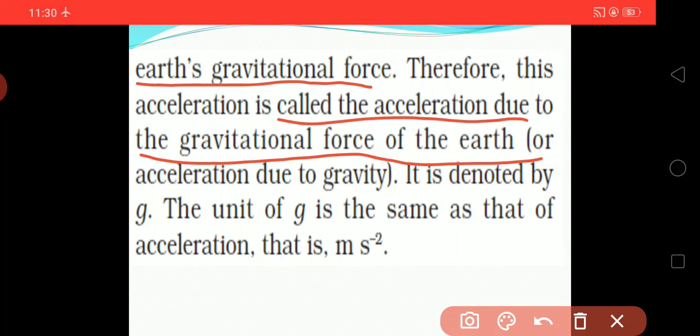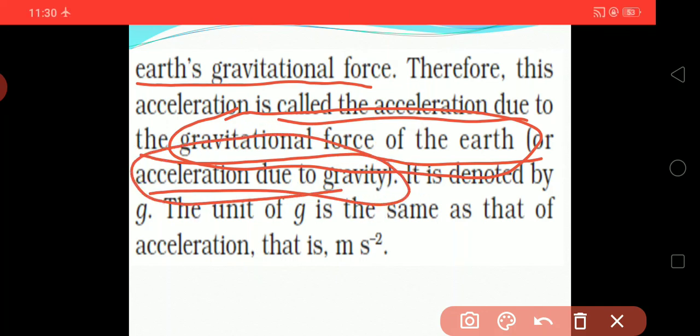Once again I am repeating. We know about acceleration, but here you can see that acceleration is seen because of the earth's gravitational force. So this acceleration is said to be what? Acceleration due to the gravitational force of the Earth, or we say it as acceleration due to gravity.